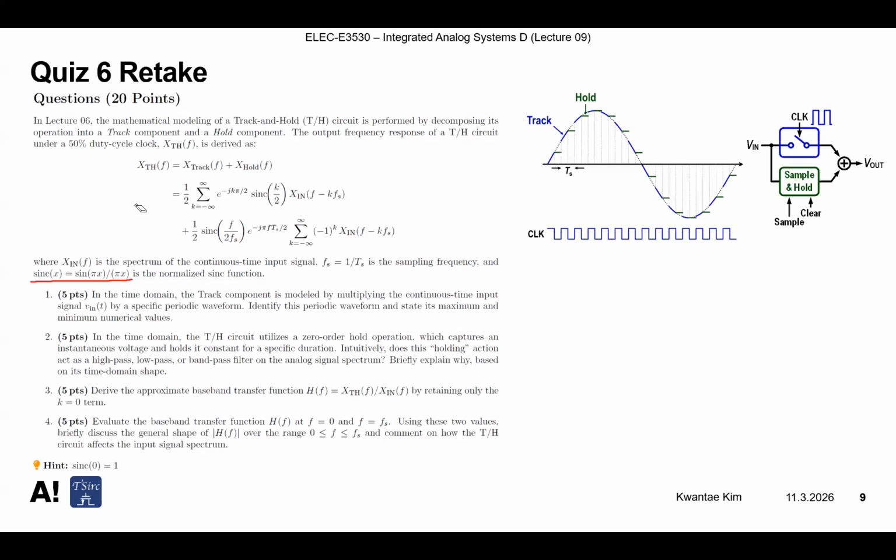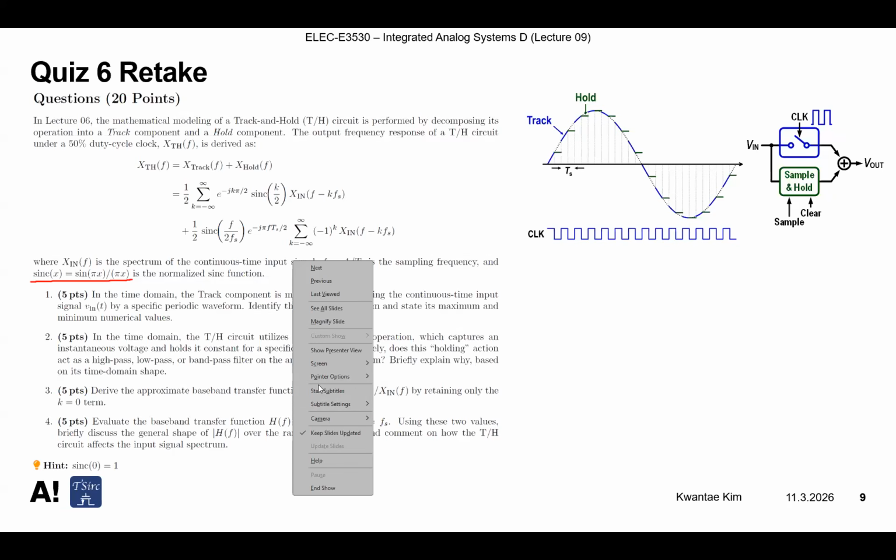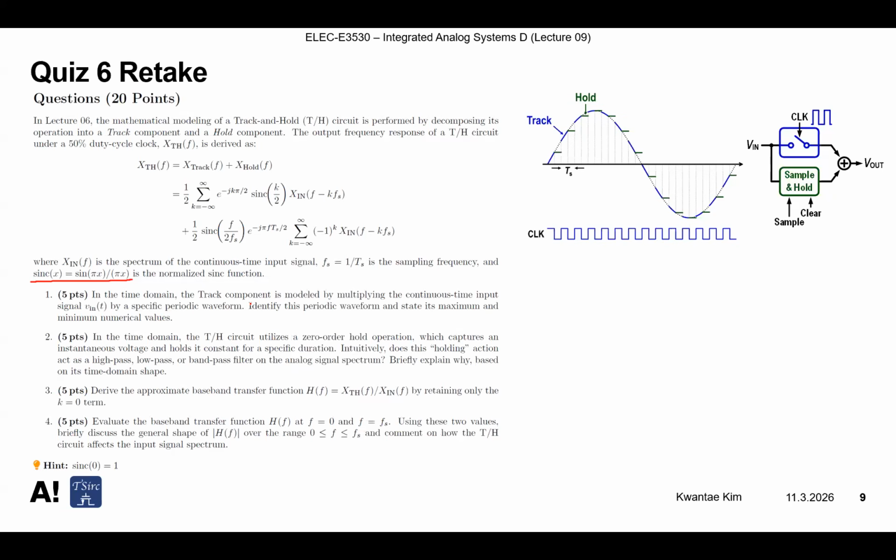We can divide the track and hold operation into track mode and hold mode. For the track mode, it is based on just a very simple ideal switch, right? So in the track component, this is just a pass-through switch. If the clock is high, then the switch is on, and V_in is just transferred to V_out. That means the gain is equal to 1.